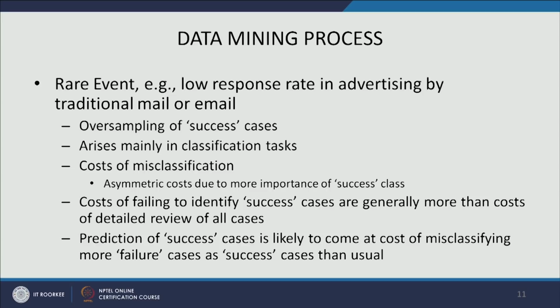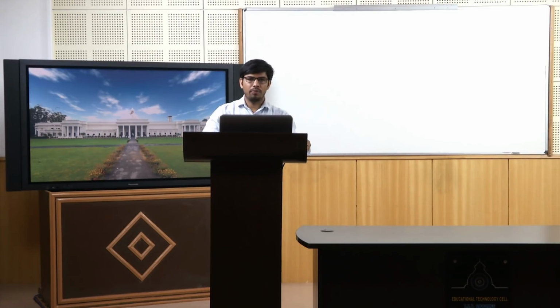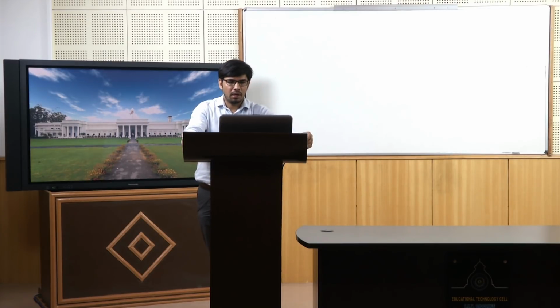Now there are many other concepts related to the data mining process that we need to understand at this point. Sampling size will come back again. Now the next concept is rare event. Typically when you are dealing with a data set, if it is a classification problem, you have an outcome variable, for example ownership that we talked about, whether a household owns a car or not, so owner or non-owner.